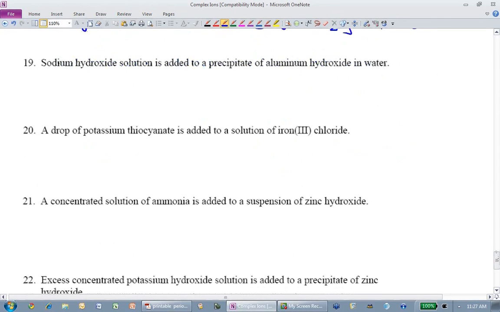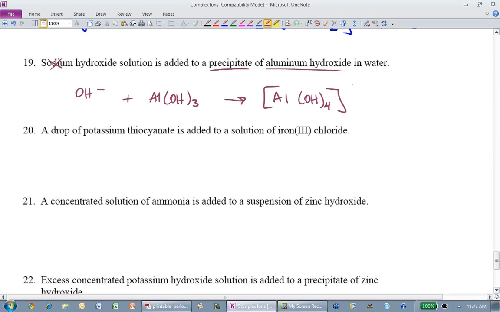All right, sodium hydroxide added to a precipitate of aluminum hydroxide in water. Spectator, because I don't have a heavy metal present. I do have a precipitate of aluminum hydroxide present. So make your complex. Make it easy on yourself. Which one do you want to make? I'm going for this one, with a -1 charge. 4 minuses and a 3 plus. Total -1.